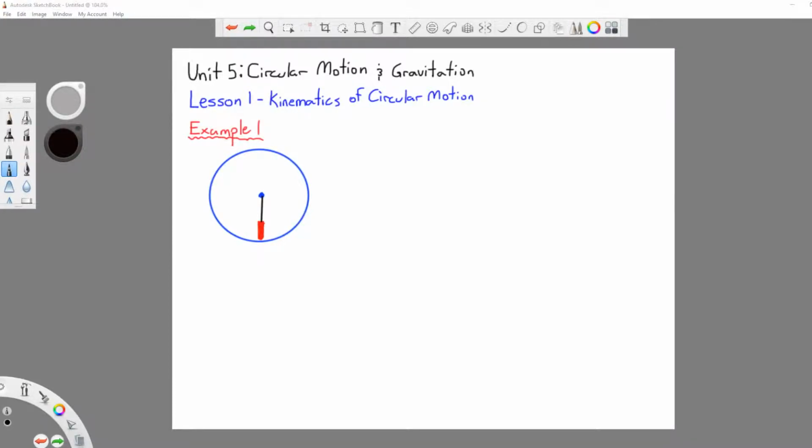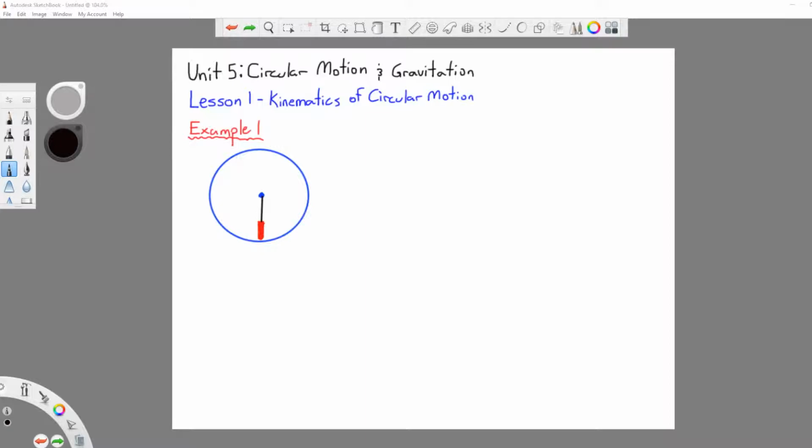Hello and welcome to Unit 5 on circular motion and gravitation. This is the first video in the series and it's going to be focused on Lesson 1, Kinematics of Circular Motion. Now before we get on to example question number 1, I want to talk about a little overview of what this lesson is going to entail.